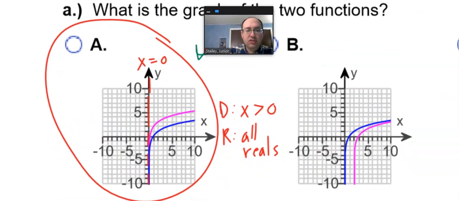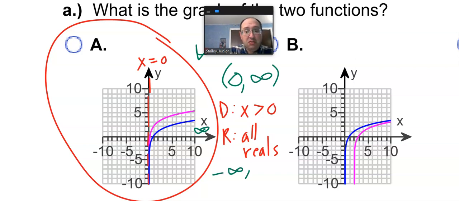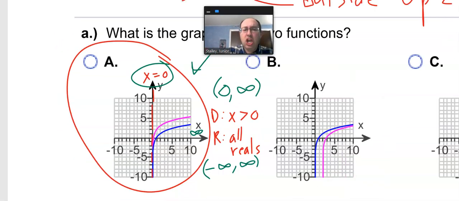A. And if you take a look at the domain, well, the domain isn't changing, right? It still starts out at 0 and goes to the right forever and ever and ever. And the range? Still negative infinity to infinity. What about that asymptote? Didn't change, x equals 0, because all you did was shift the graph up 2. That's not going to change that. Next.